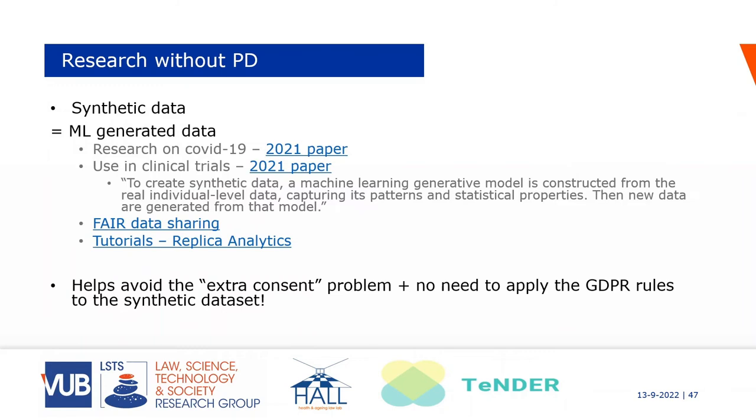Okay, I think my favorite option is to carry out research without personal data. This is not always possible, because sometimes you just have to know things about your participants. It doesn't really make sense to invent a person if you're doing clinical studies, for example. But there are a lot of advancements made in terms of synthetic data, so data that are generated through machine learning.